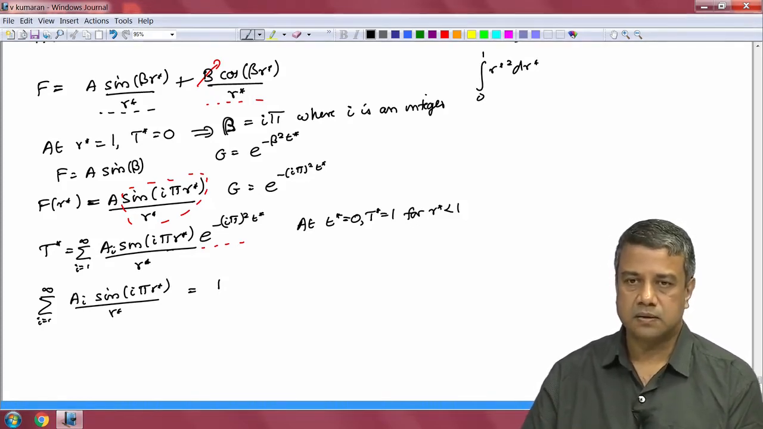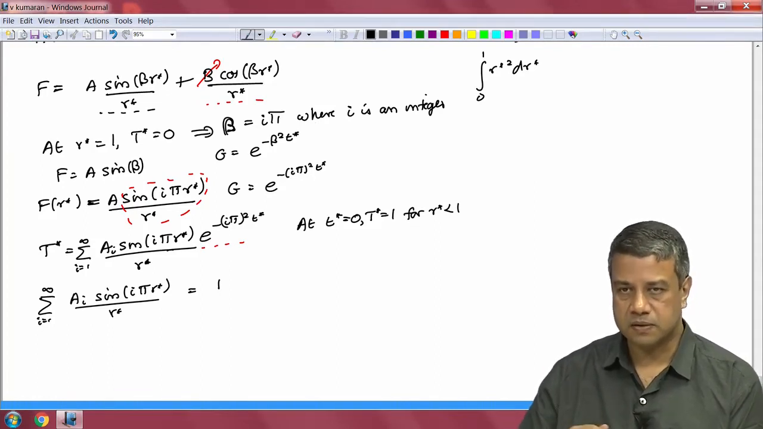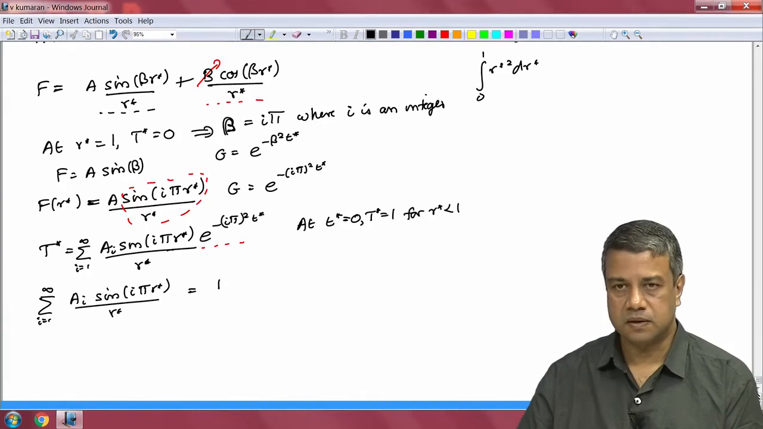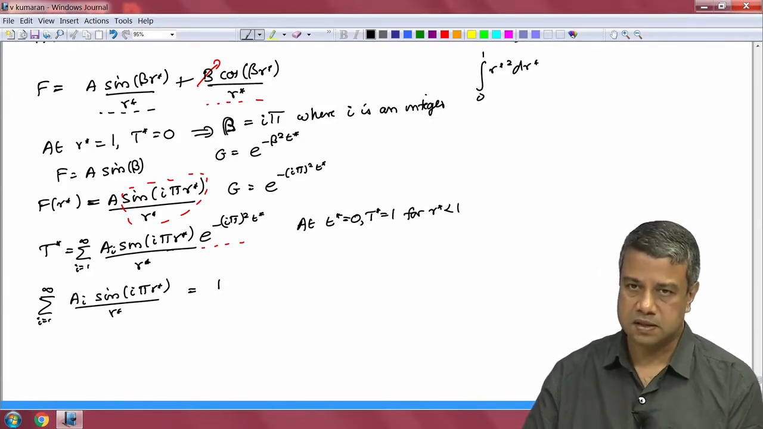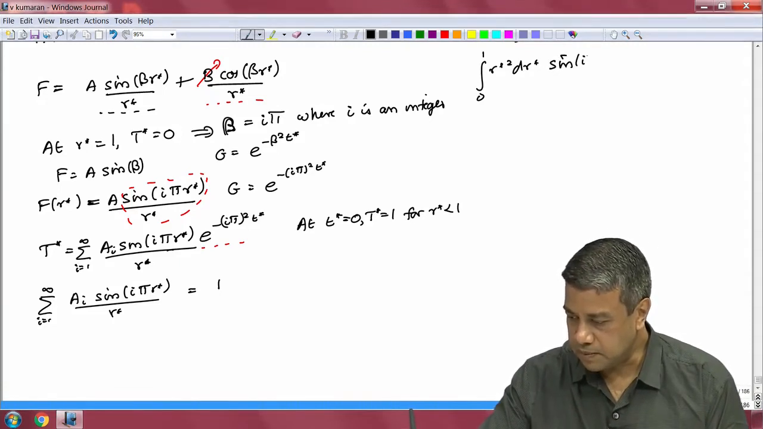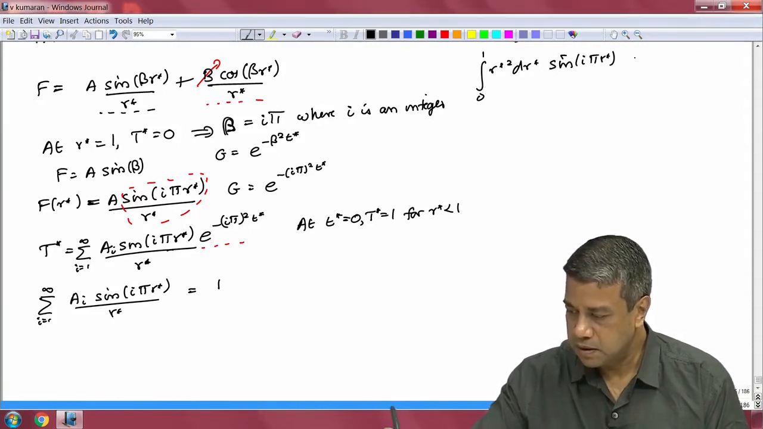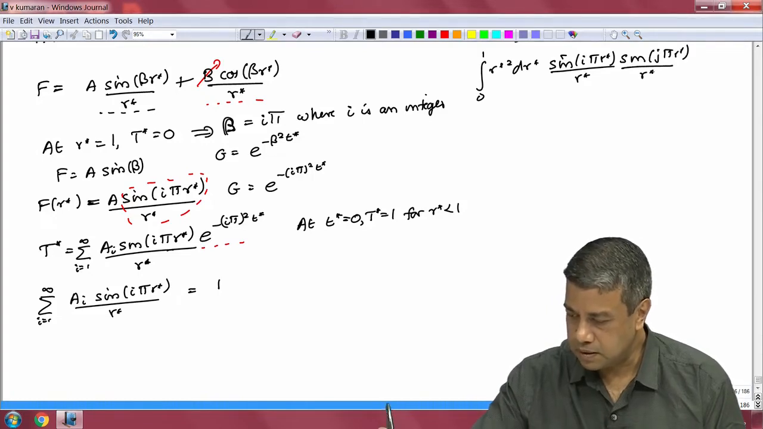In a cylindrical coordinate system, we had used R dr. In a Cartesian coordinate system, it was dz. In a spherical coordinate system, surface area is proportional to R square. Therefore, we have to use R square dr times sine of I pi R divided by R, sine of j pi R divided by R.